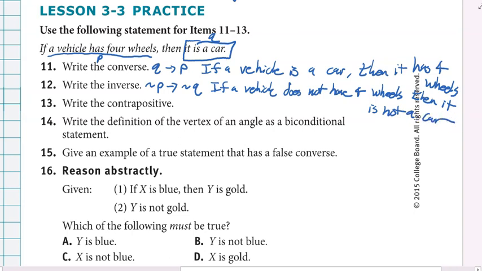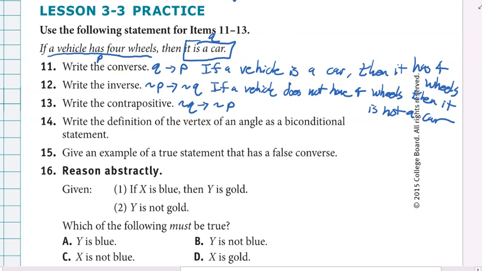And the contrapositive, you need to flip and negate. So negate Q, then negate P. I'm not going to write it because we're running out of room, but if a vehicle is not a car, then it does not have 4 wheels, would be the contrapositive of this one.